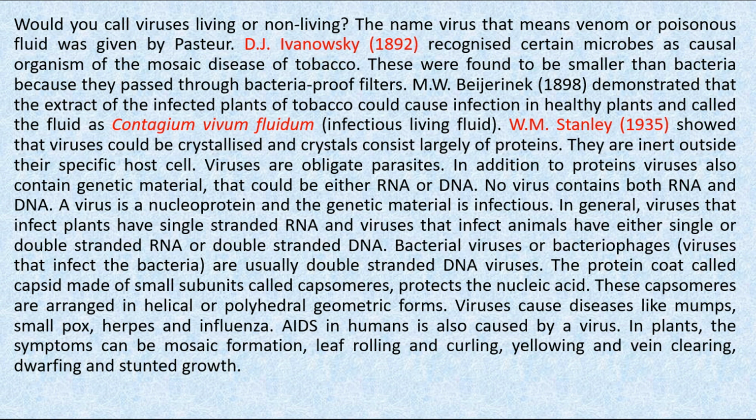The protein coat called capsid, made of small subunits called capsomers, protects the nucleic acid. These capsomers are arranged in helical or polyhedral geometric forms. Viruses cause diseases like mumps, smallpox, herpes, and influenza. AIDS in humans is also caused by a virus. In plants, the symptoms can be mosaic formation, leaf rolling and curling, yellowing and vein clearing, dwarfing, and stunted growth.